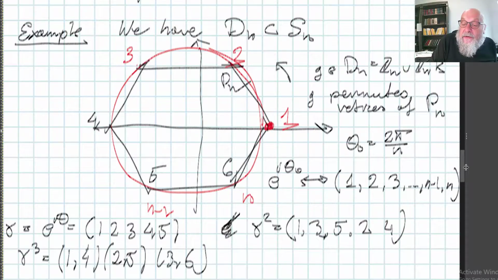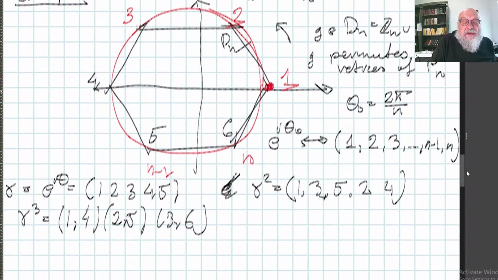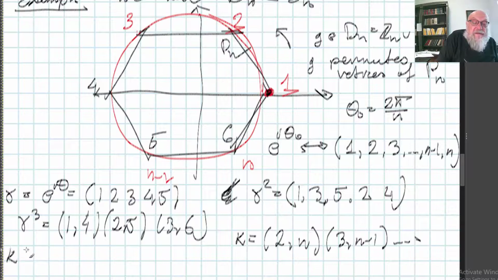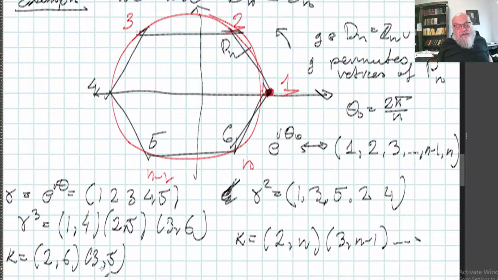And what happens to kappa? Kappa is just simply conjugation. In such a case, kappa gives you the following. 1 is mapped nowhere, but 2 has to go to n, and 3 has to go to n minus 1, and so on. In the case of this D6 that is here, this will be simply 2 goes to 6, 3 goes to 5. These are two disjoint transpositions. So this is clearly a reflection.